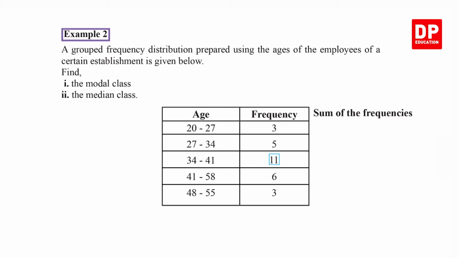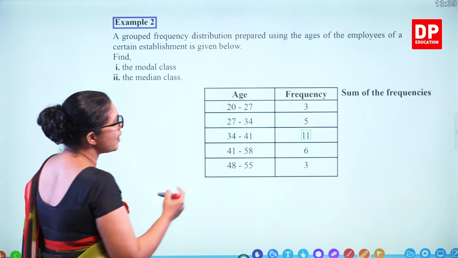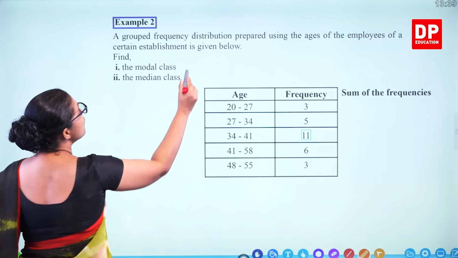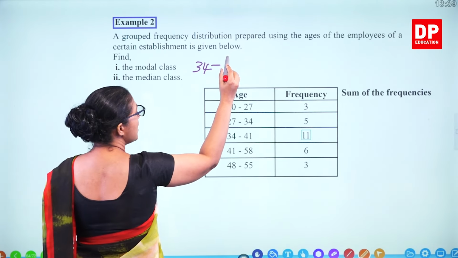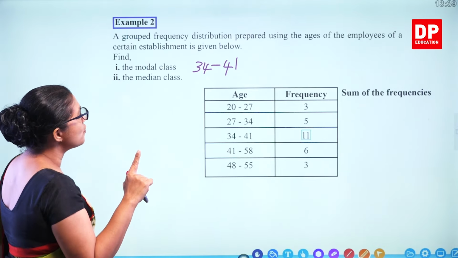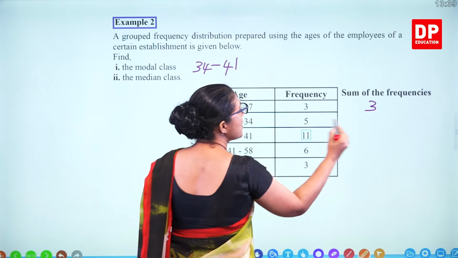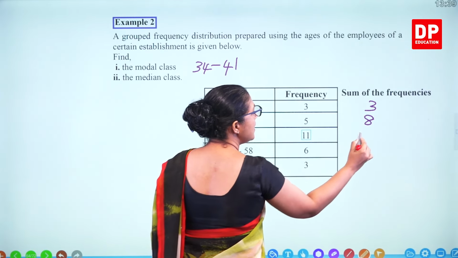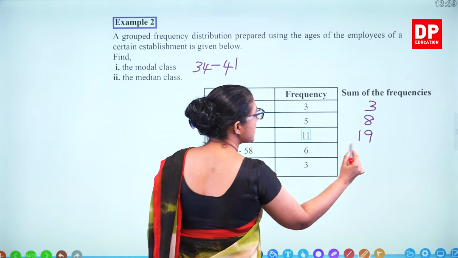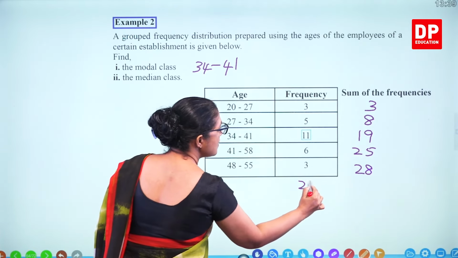Example 2. A group frequency distribution prepared using the ages of the employees of a certain establishment is given below. Find the modal class. One which has the highest frequency, that's 34 to 41. Median class, you have to find the total. So we'll add it starting from 3, 3 plus 5, 8, 8 plus 11, 19, 19 plus 6, 25 and 28. So that means total is 28.